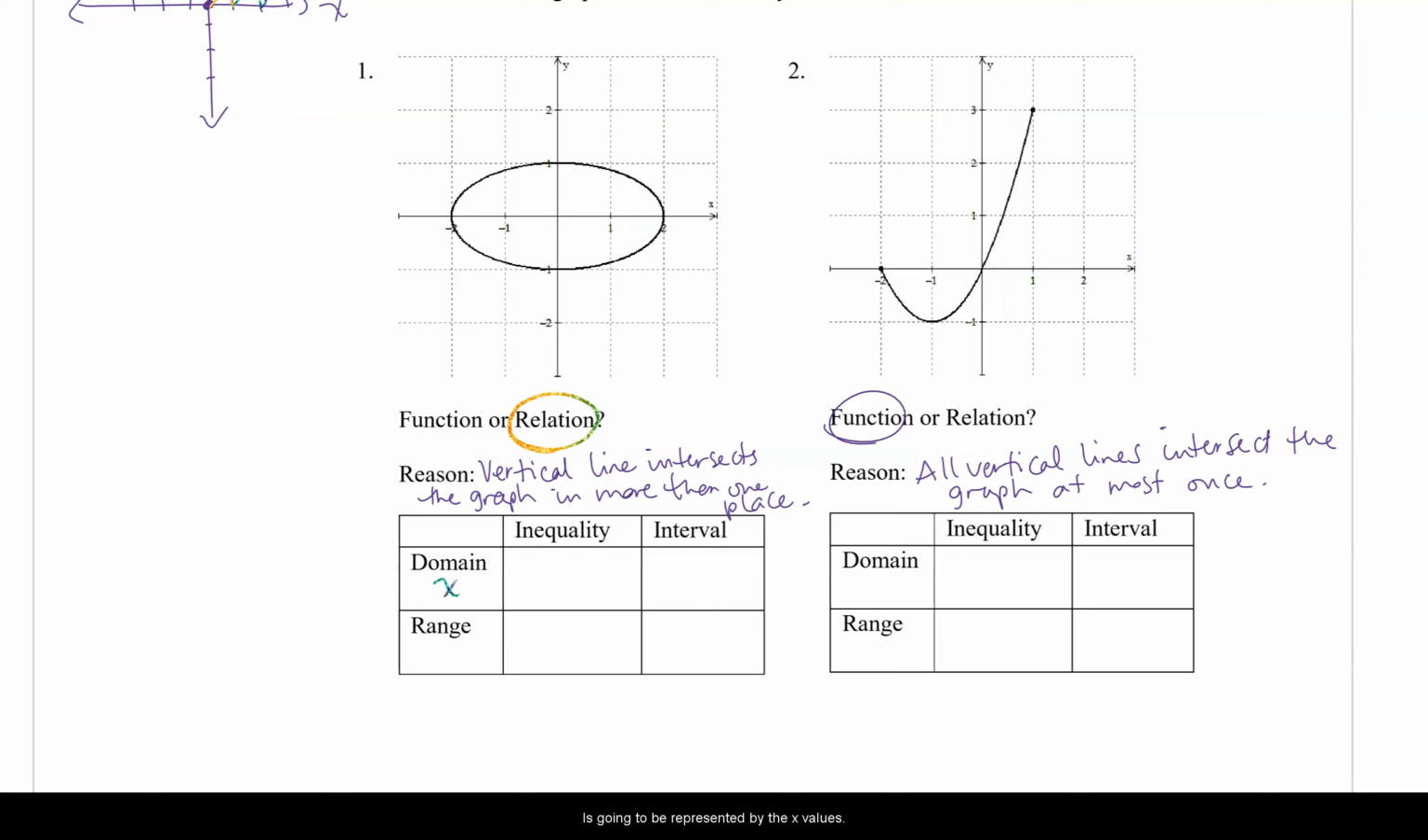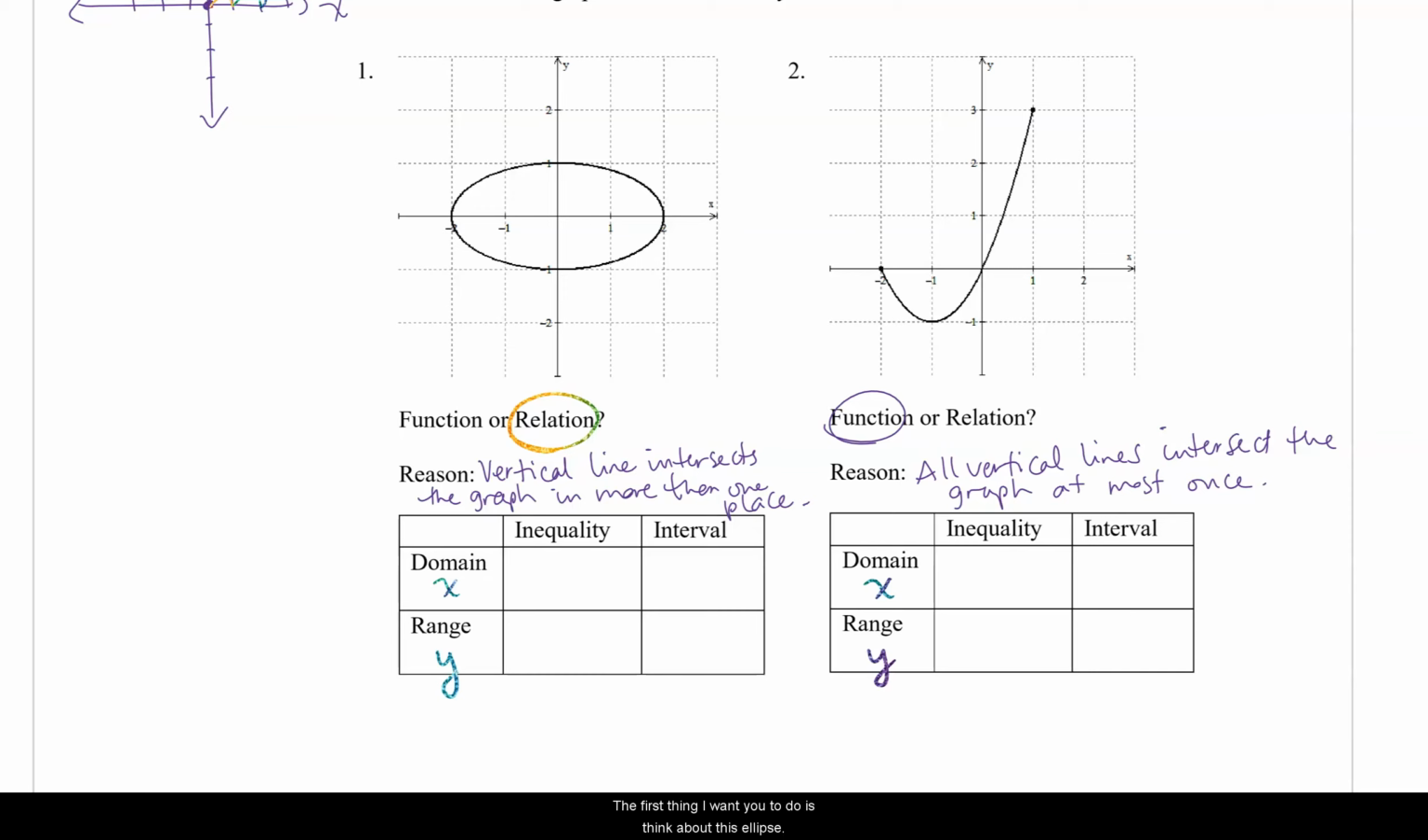Domain is going to be represented by the x values. The range is represented by the y values. So if we were to list out all of the ordered pairs, by the way, we cannot. There are infinitely many of them. But if we tried to list out all of those ordered pairs, we would peel off all the x values, that would be our domain, and then we would peel off all the y values, and that would be our range. Since there are infinitely many, we don't get to write them out, but we can create inequalities that will allow us to talk about the domain and the range.